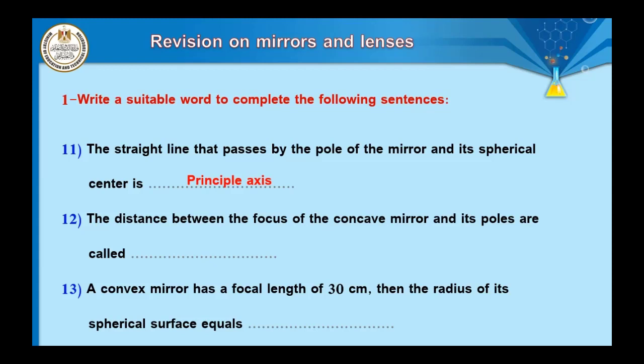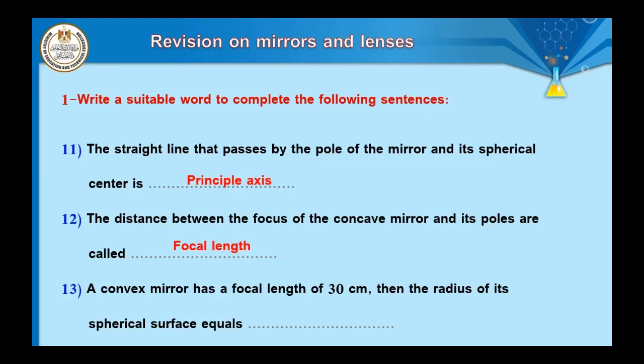Number 12. The distance between the focus of a concave mirror and its pole is called the distance between focus and the pole. It is the definition of focal length. Focal length is the distance between the focus and the pole, and equals half the radius.